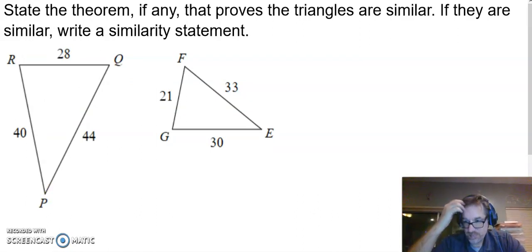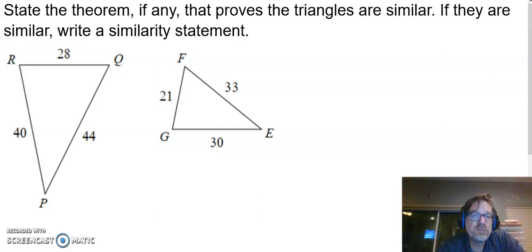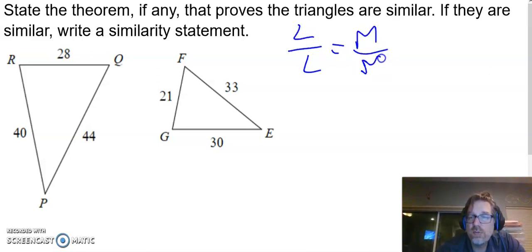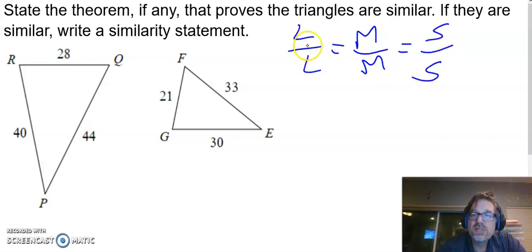State the theorem. Oh, this is just awful. State the theorem, if any, that proves these triangles are similar. Write our similarity statement. What I notice is instantly 3 sides and 3 sides. So I'm thinking side, side, side. So I'm going to see, does long over long equal middle over middle, and does that equal short over short? All right, so let's set this up.